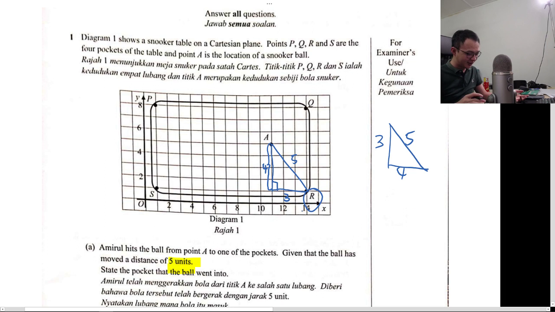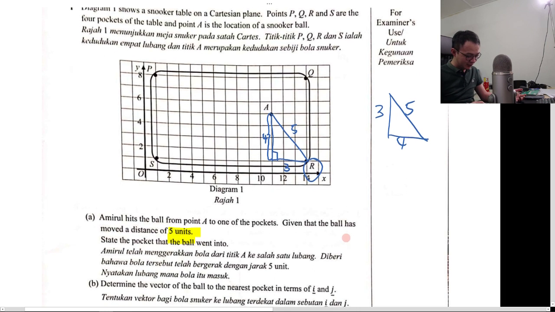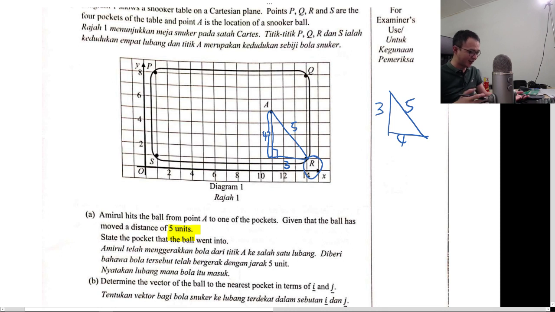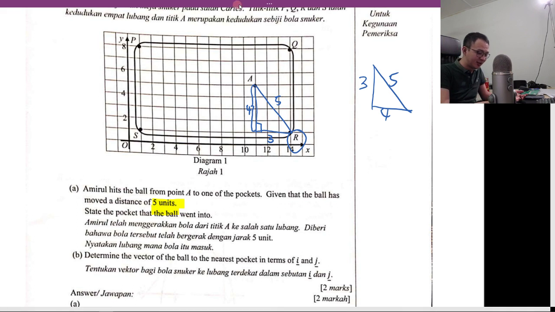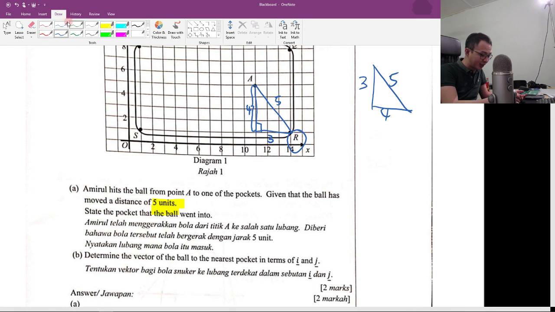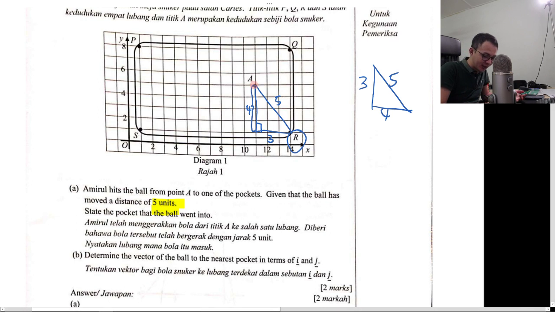So it's R. Then part B: determine the vector of the ball to the nearest pocket in terms of i and j. Basically, it asks which one is the nearest one. From here we can easily see the nearest one will be Q. So it will be 3i plus 3j. So for part B, it's just 3i plus 3j.